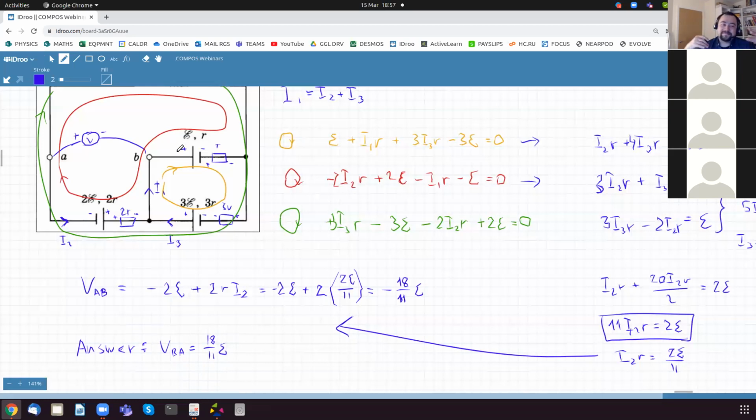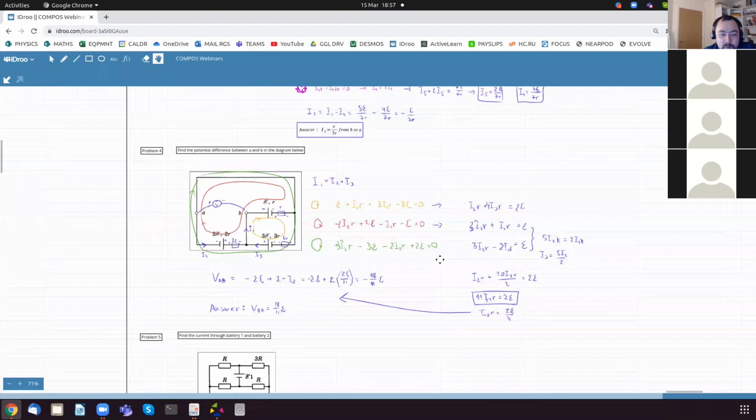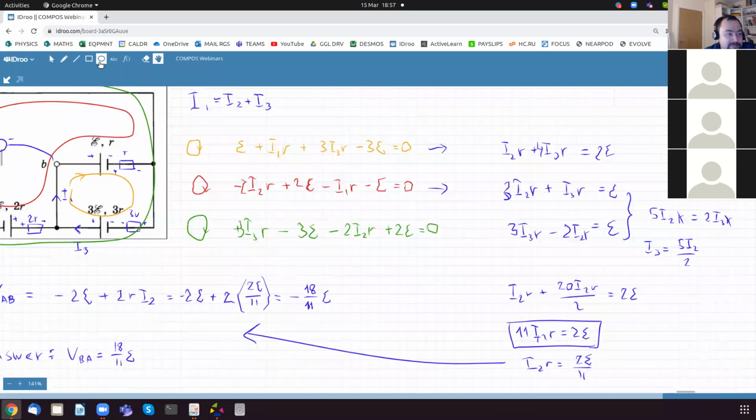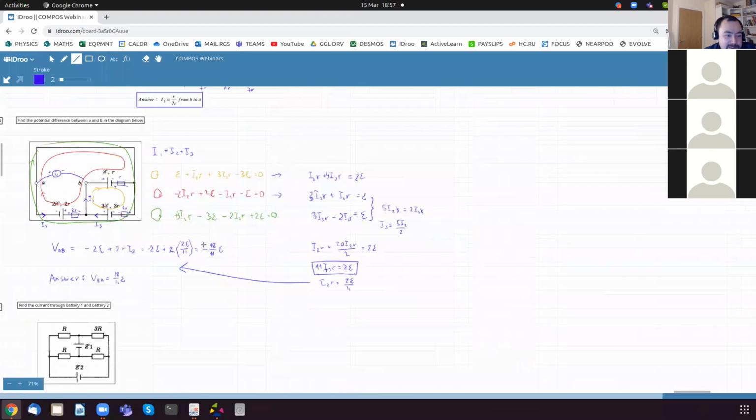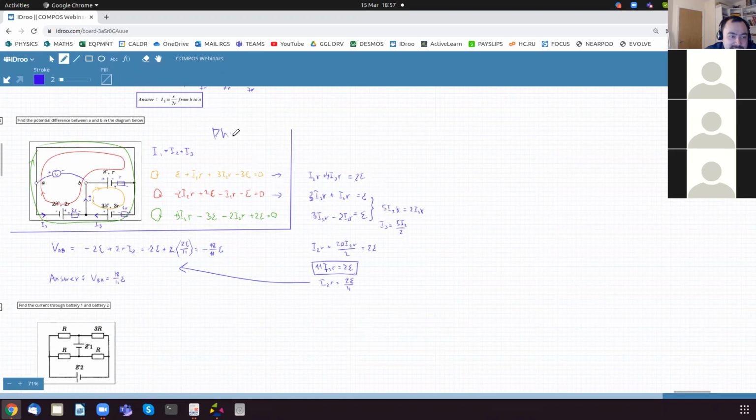So as you can see here, physics finishes somewhere here. Up to this point, this is physics. Everything else is just maths. And it's always like that in physics. And this is maths.